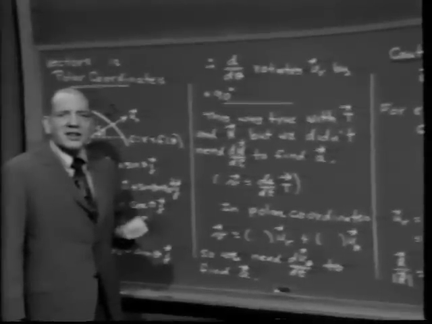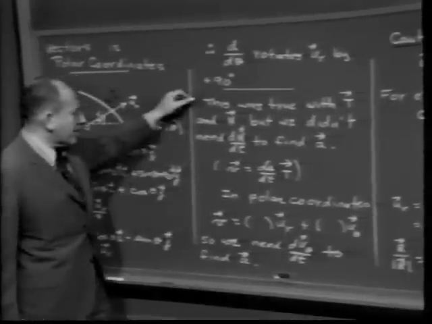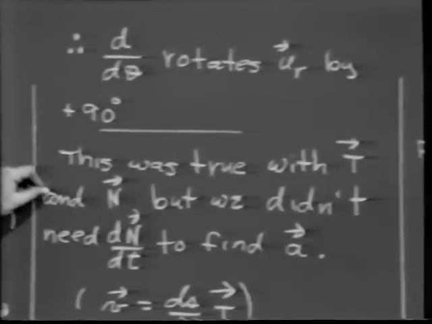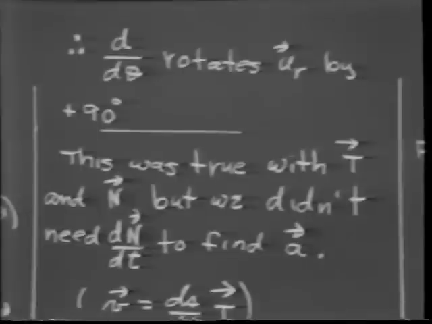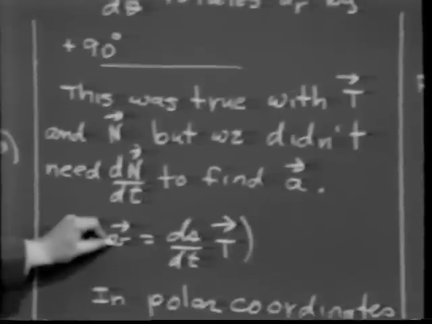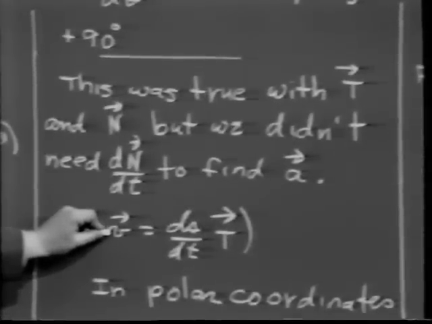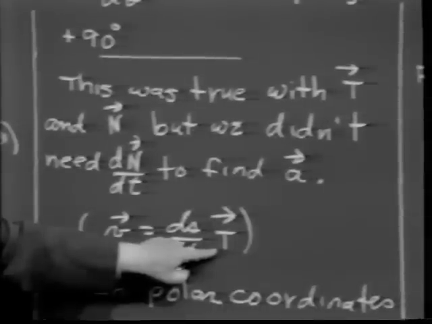By the way, I should mention that I could have made all of these remarks when we were studying tangential and normal components. In other words, I just wrote this out here, but this was true with t and n, but the point was we never had to differentiate n with respect to t to find the acceleration vector a. Recall that the key step in using tangential and normal vectors, and I'll mention this in a little bit more detail later, was that the velocity vector was simply ds dt times the unit tangent vector t. The coefficient of n was 0.